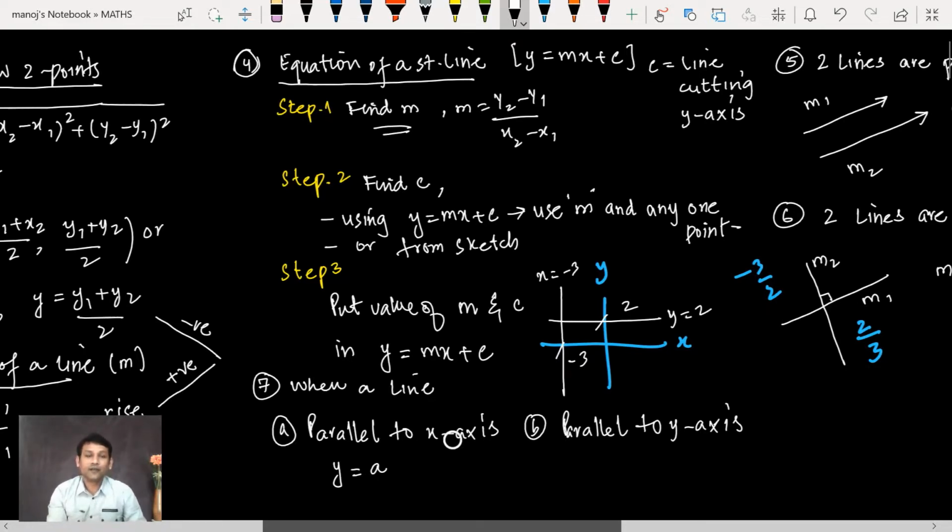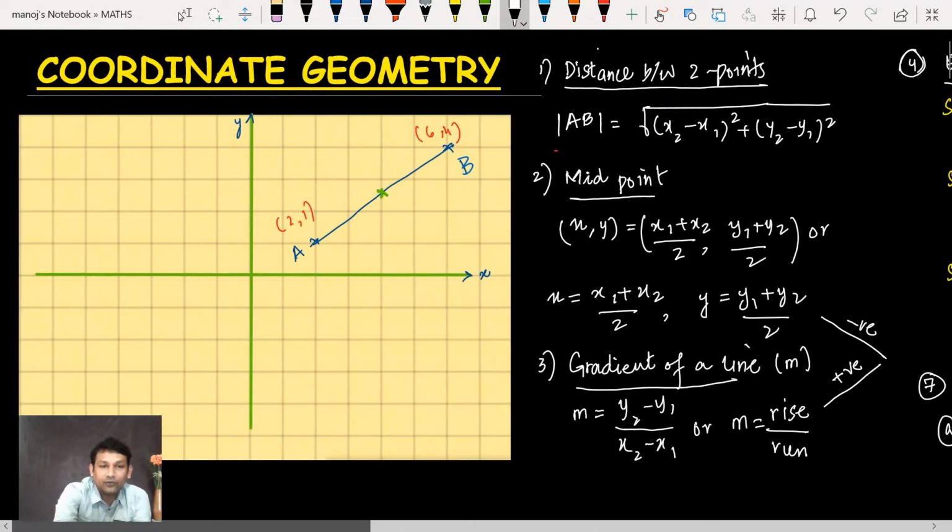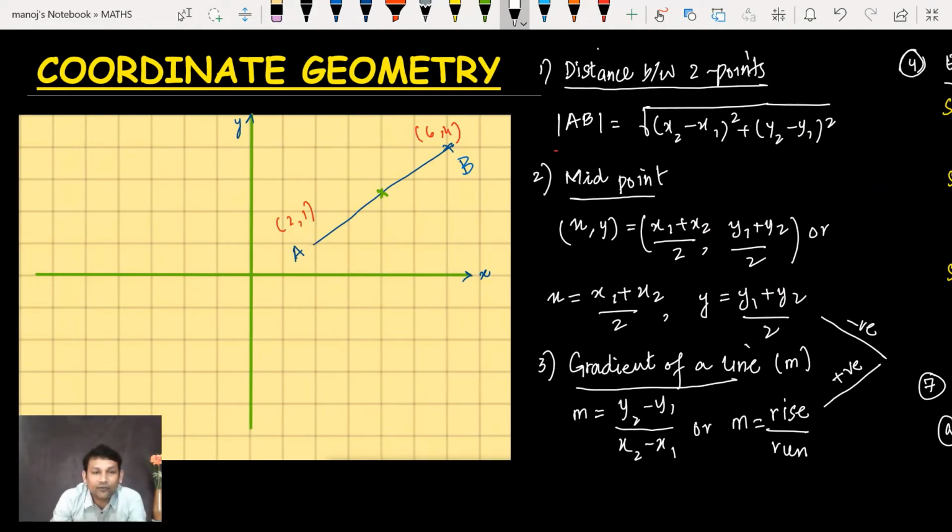So when a line is parallel to the x-axis, the equation is from y. When a line is parallel to the y-axis, the equation is from x. You can write any alphabet here. This is the complete explanation about coordinate geometry. One more thing here is how we can form an equation from the grid.